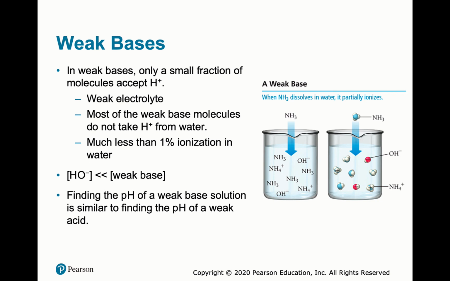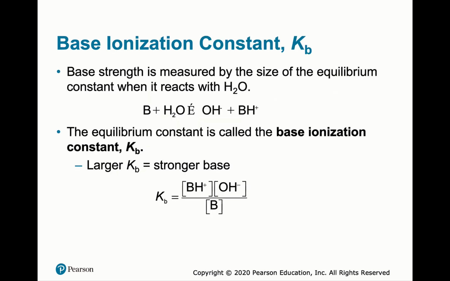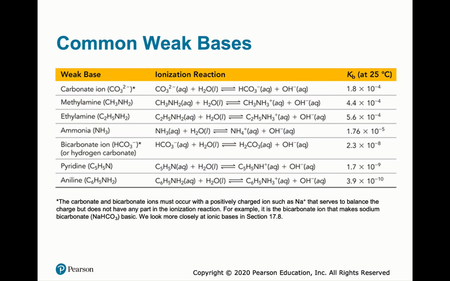So weak bases, only a small fraction accept hydrogen ions. These are weak electrolytes, and they have an equilibrium, usually very, very small. They mostly stay molecular. And similarly to acids, you have to use an ICE chart for the base ionization constant for weak bases. So this one, of course, is look at the equilibrium. This is the reason why we're doing this chapter after equilibrium, so it's nice and fresh in your mind.